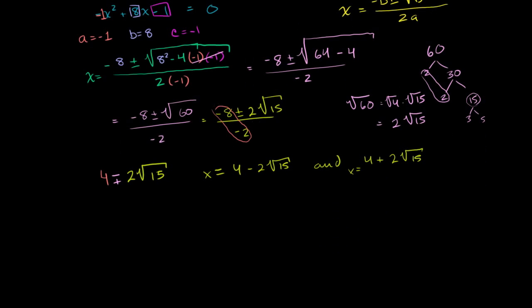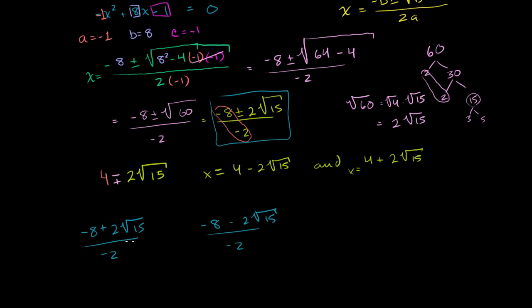I could write this expression up here as two expressions. That's what the plus or minus really is. There's a negative 8 plus 2 roots of 15 over negative 2. And then there's a negative 8 minus 2 roots of 15 over negative 2. This one simplifies too. Negative 8 divided by negative 2 is 4. 2 divided by negative 2 is negative 1. So it is 4 minus the square root of 15. And then over here, you have negative 8 divided by negative 2, which is 4. And then negative 2 divided by negative 2, which is plus the square root of 15.